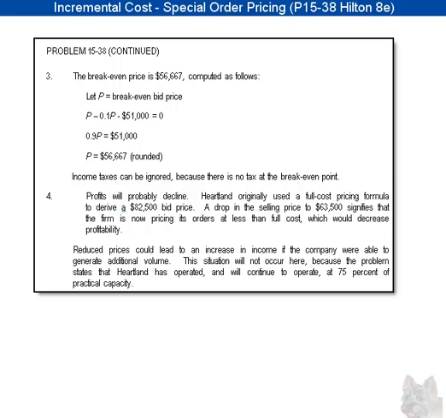Now, reduced prices could lead to an increase in income if the company were to generate additional volume. So we really don't know what the correct answer is. There's a volume positive effect and there's a price negative effect. But the situation won't occur here because the problem states that Heartland has operated and will continue to operate at 75% of practical capacity. So that's telling us the volume won't change.